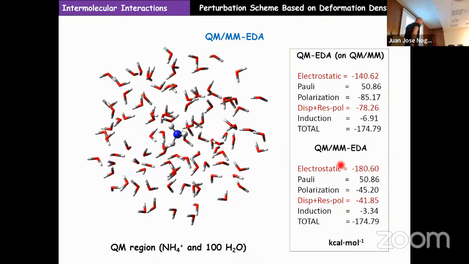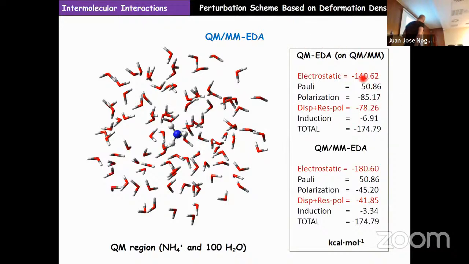And doing it the correct way, including the potential in the EDA scheme, the electrostatic energy changes by 40 kilocalories per mole. It's a lot. And you see the power is the same. Why is the power the same? Because it is so short range, so power and potential doesn't matter. The polarization, the induction changes, but the induction is very small here. And dispersion and the higher order terms are those that are most affected by the change.